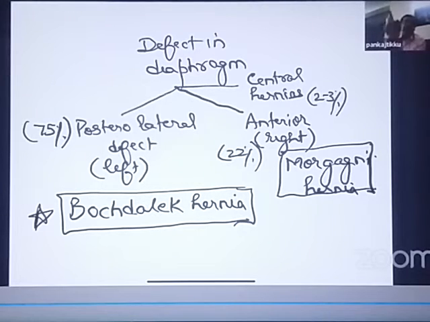Both of them, along with central hernias, are types of congenital diaphragmatic hernias. Why are they called congenital? Because most of them are due to defects which are congenitally present in the diaphragm. So the abdominal contents have entered into the chest cavity and are compressing the lungs. Right? So this type of hernia is known as a congenital diaphragmatic hernia.